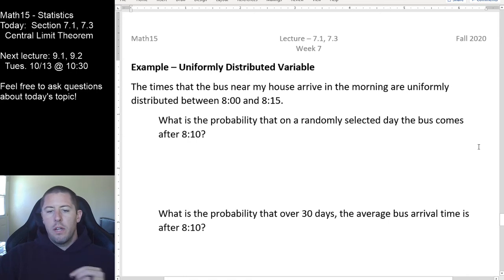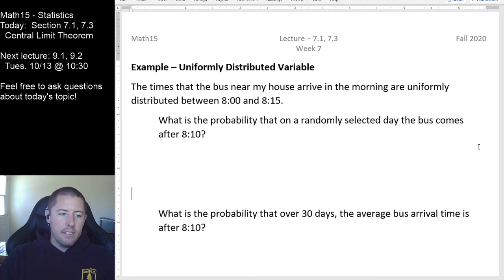So what I want to know is, first, what's the probability that on one randomly selected day the bus comes after 8:10? So we're only looking at one observation, so we don't need any of the central limit theorem stuff. The second question is going to look at the average over 30 days. So that is a group average. That is a sampling distribution of a sample mean.